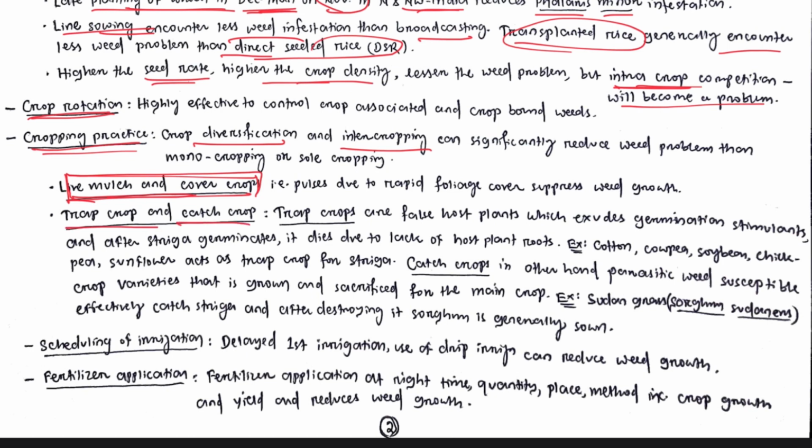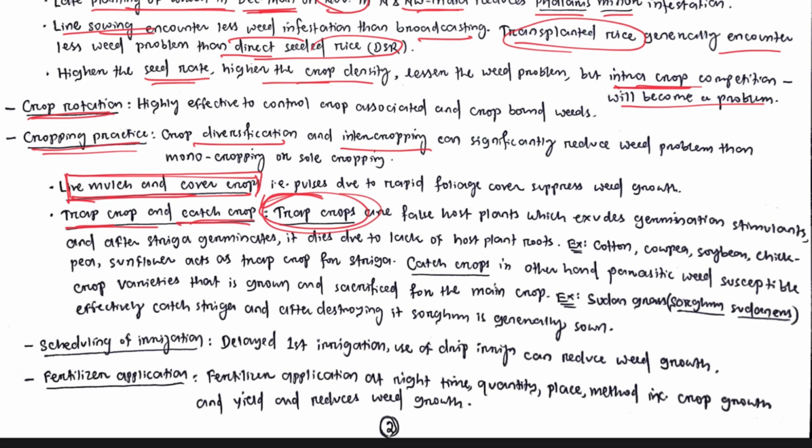Then the concept of trap crop and catch crop is there. This is very important from your exam perspective. What is a trap crop? Trap means to trap something, right? Whenever we grow a trap crop, it secretes certain chemicals that stimulate the germination of parasitic weeds, more specifically the Striga plant. Striga is a partial root parasite. So when we grow these trap crops, they secrete some chemical that stimulates the germination of Striga.